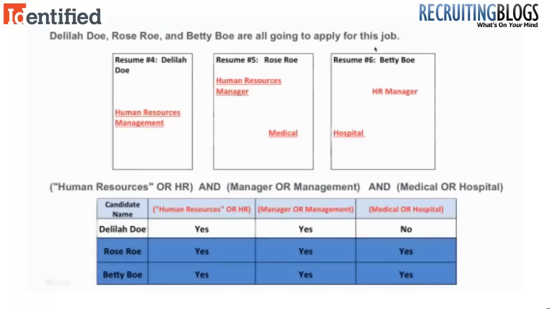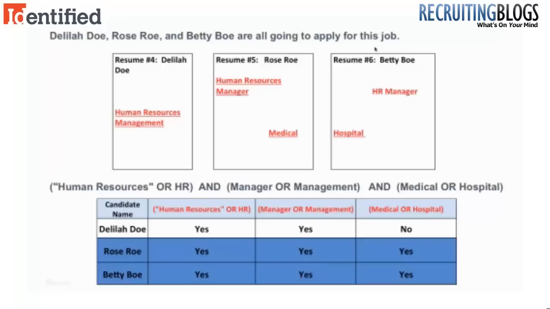Now we're going to up it a little bit here. We've created a string that includes medical or hospital in it. And if you look down just beneath the 3 resumes, you see I've repeated the string we just created: human resources or HR, and management or manager, and medical or hospital.